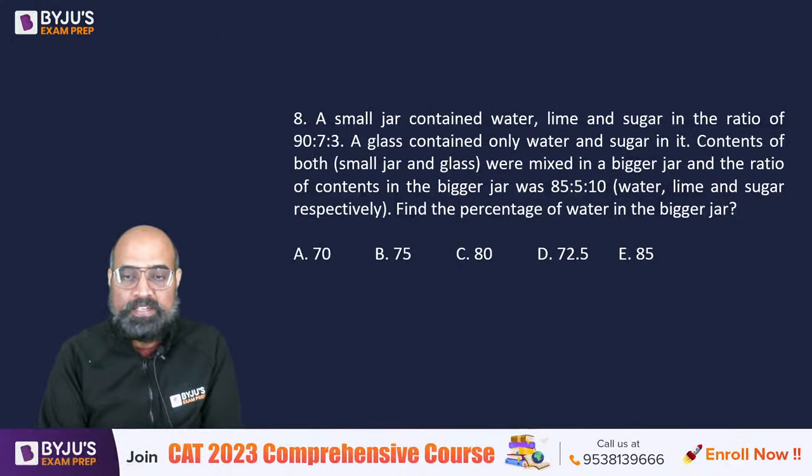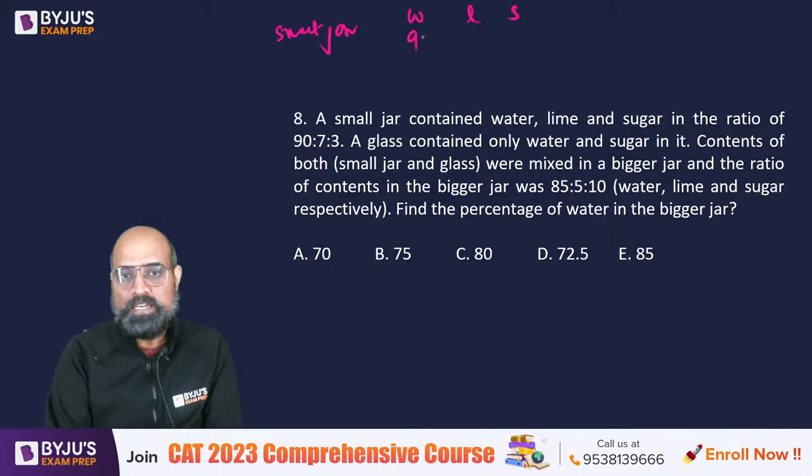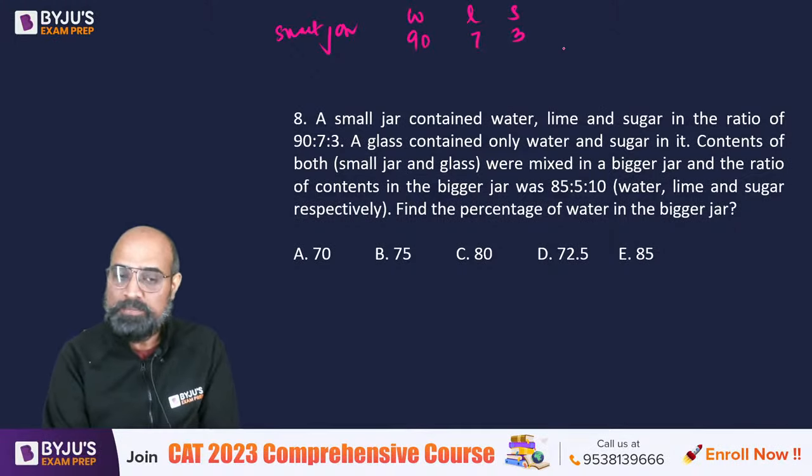Okay, next one. A small jar contained water, lime and sugar in the ratio 97:3. So we have small jar, we have got water, lime and sugar. This is 97:3. It's good that their sum is 100.